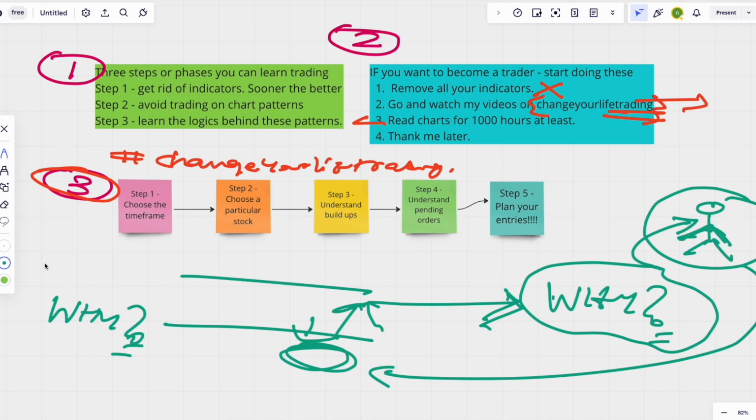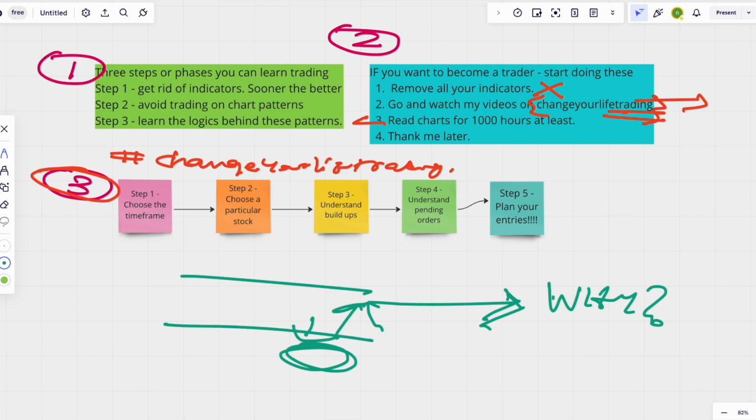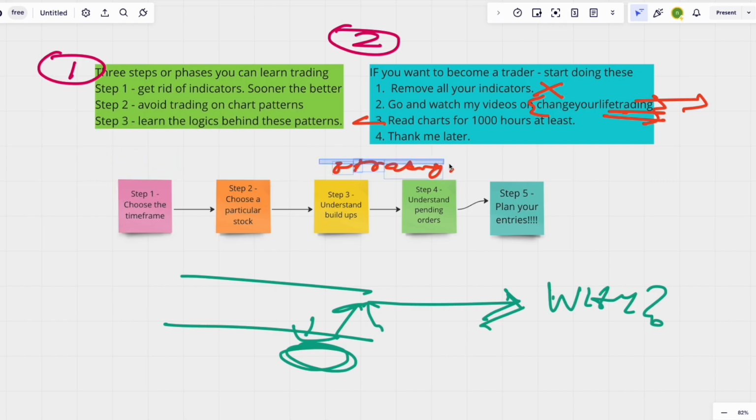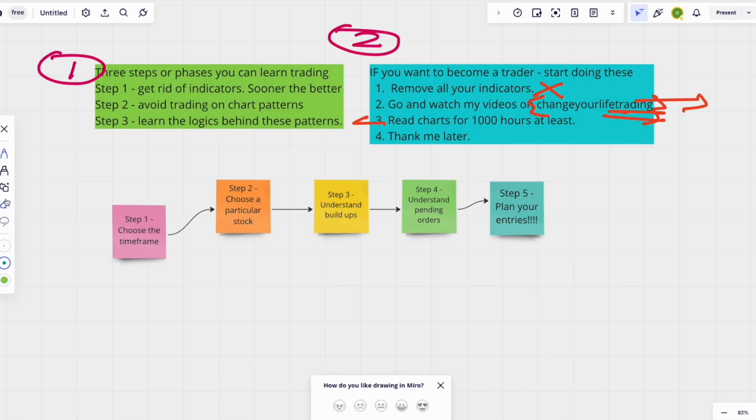Now we have completed step 1, step 2. Now let's come to phase 3. And what is phase 3? In phase 3, we're going to learn the concepts, the real concepts. And this is going to be interesting. First, step 1, choose the time frame.